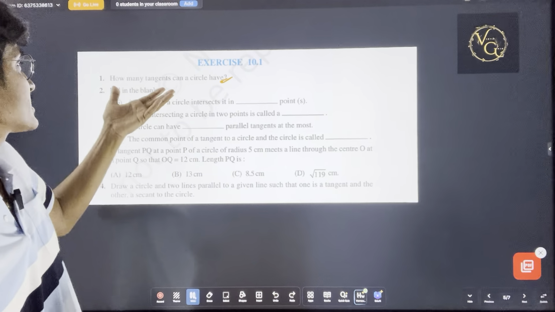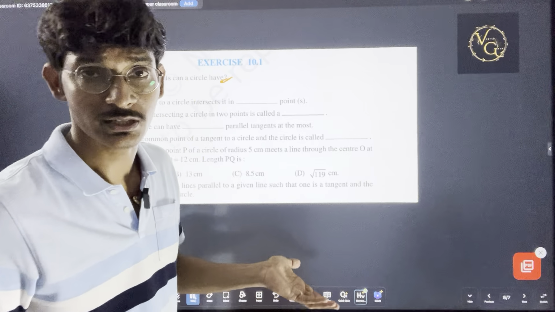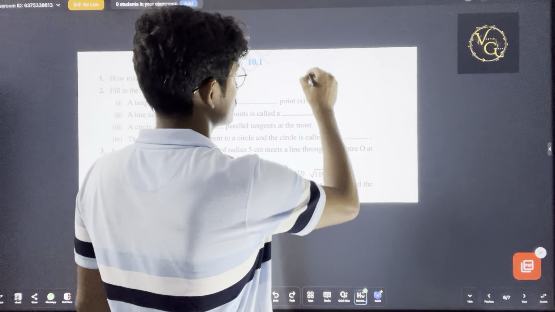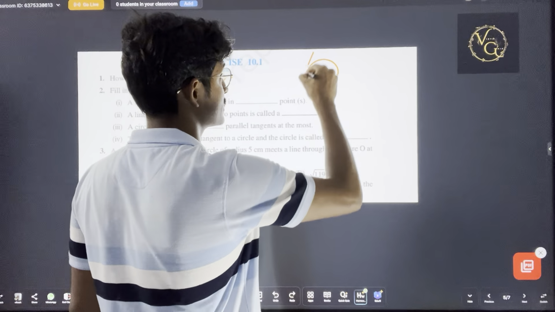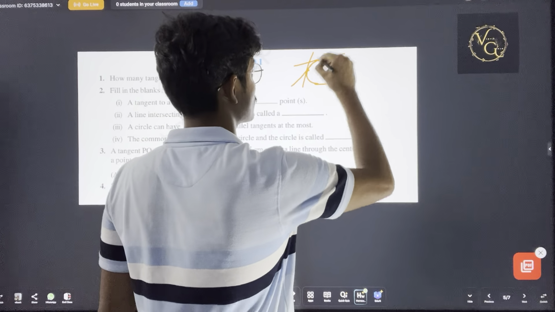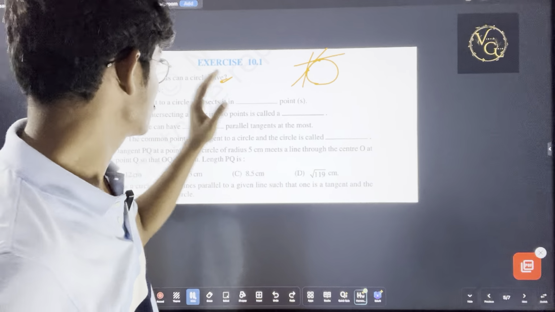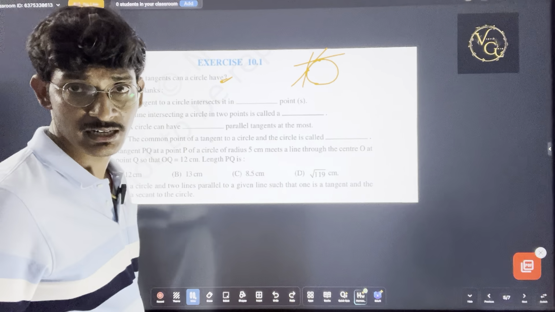But it's just asking how many tangents can a circle have. There can be many tangents, right? Look, you draw one tangent here, one tangent can be here, one tangent can be just between these two, okay? There can be many tangents. So the answer for this will be infinitely many.